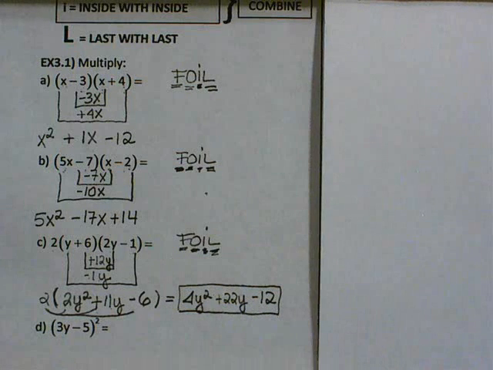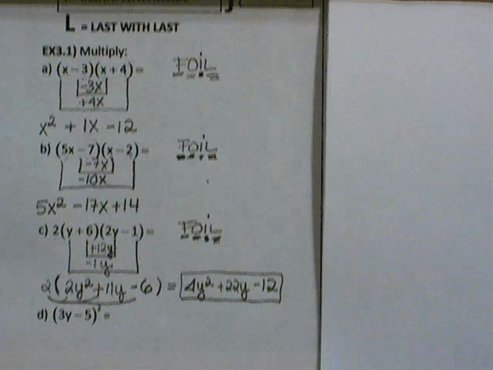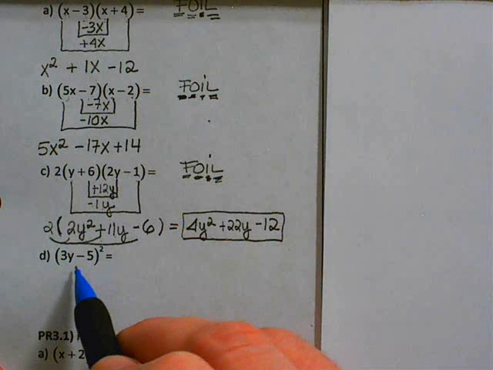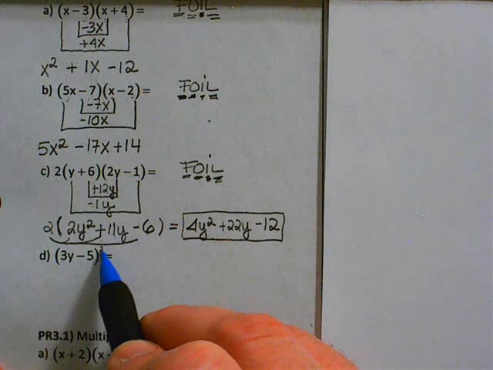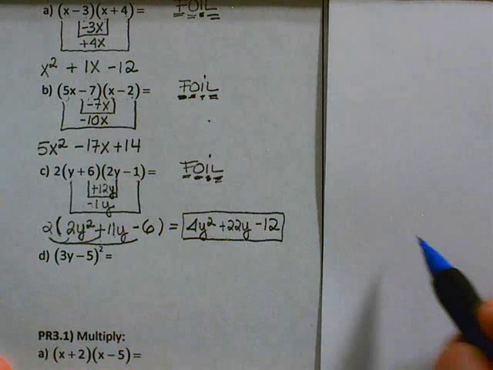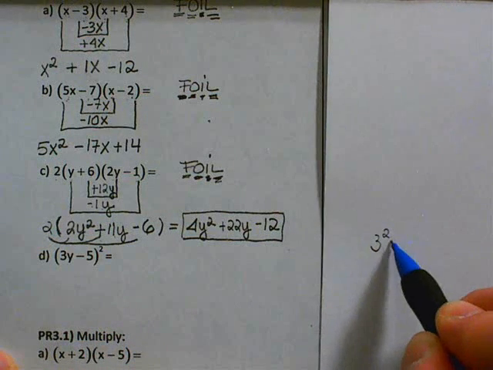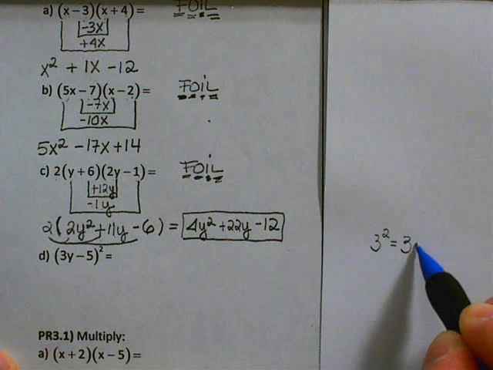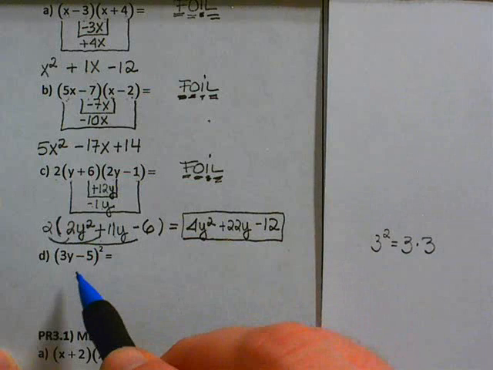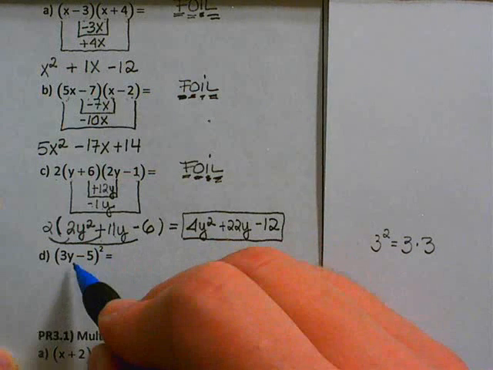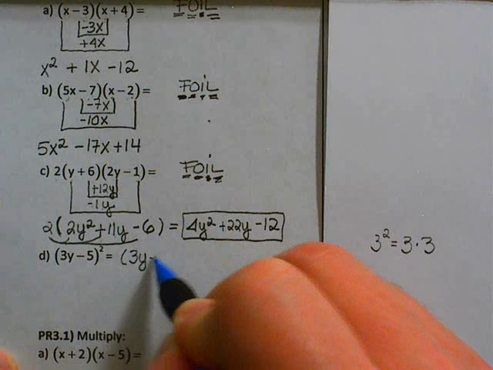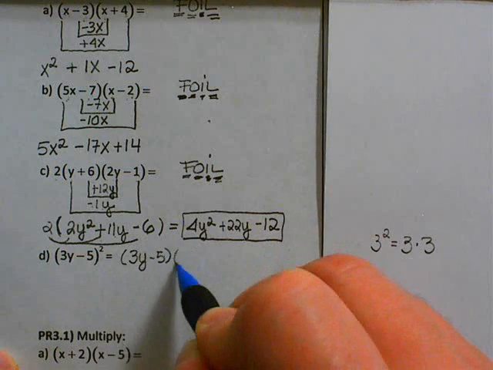Okay. And our last example, letter D, there's something different because I only have one binomial, but it's raised to the second power. But if you remember, for example, if I write 3 to the second power, that's the same thing as if I wrote 3 times 3. With that in mind, let's apply that property over here. 3y minus 5 to the second power is the same as if I wrote 3y minus 5 times 3y minus 5.